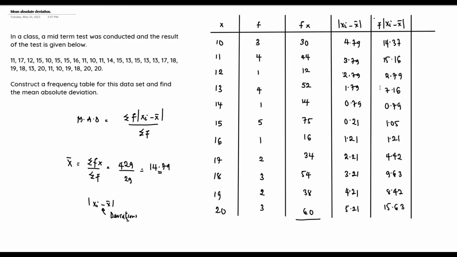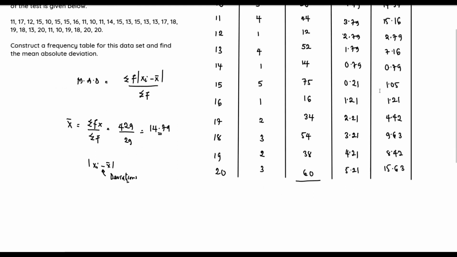So the next step is for us to sum everything we have right here, that is the sum of the products of the frequency with the absolutes of the deviation. So we have 14.37 plus 15.16 plus 2.79 plus 7.16 plus 0.79 plus 1.05 plus 1.21 plus 4.42 plus 9.63 plus 8.42 plus 15.63, and that gives us 80.63. So let's come down a bit.